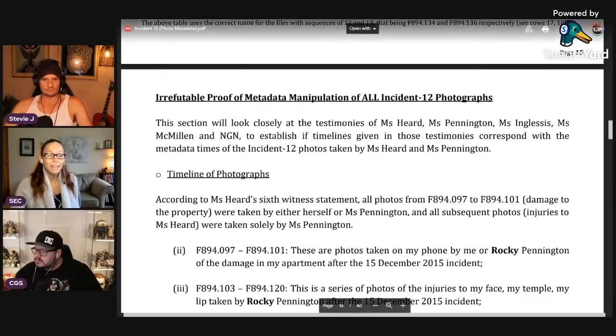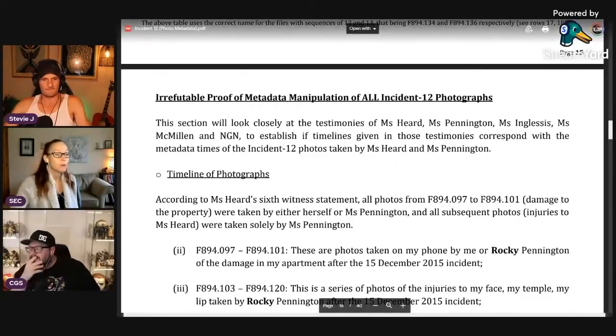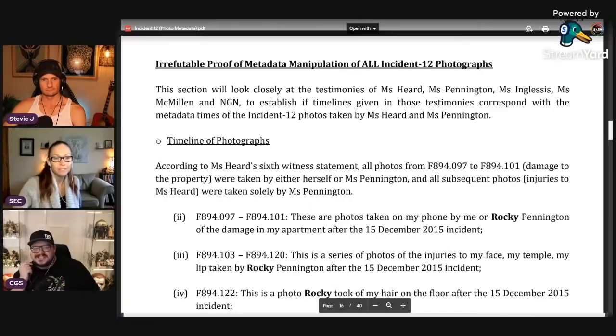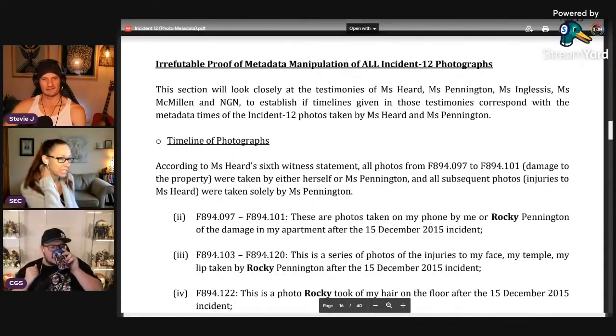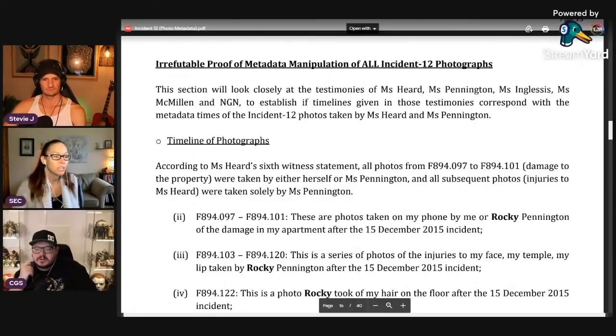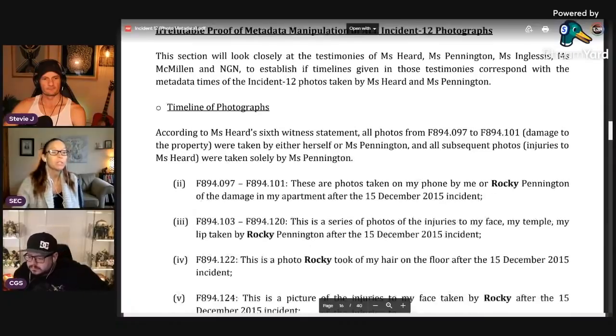Irrefutable proof of metadata manipulation of all incident 12 photos. Love it. This section will look closely. Oh crap, I can't. Can you scroll for me, Stevie? Thank you. This section will look closely at the testimonies of Miss Heard, Miss Pennington, Miss Iglesias, Miss McMillan, and NGN to establish if timelines given in those testimonies correspond with the metadata times of the incident 12 photos taken by Miss Heard and Rocky Pennington.